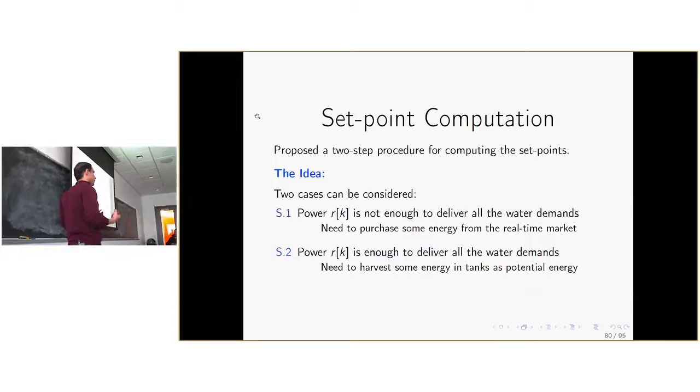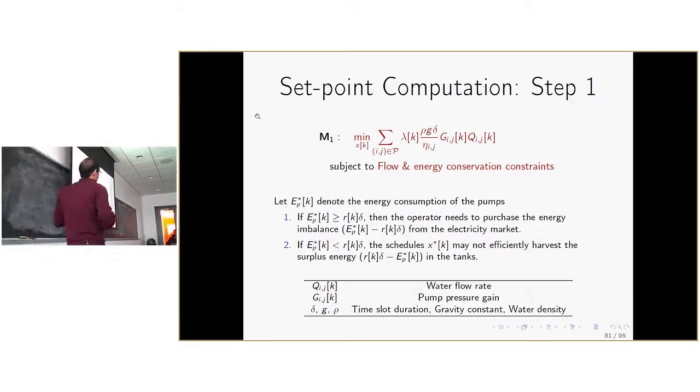So what is the objective? Good question. In step one, we are going to compute a solution to this problem. The objective is the cost of energy. Basically, we have lambda, the cost of energy, and it represents the amount of energy that we need to operate the pump between node i and j at pressure head g and with flow rate q.